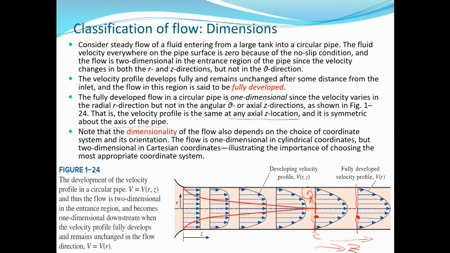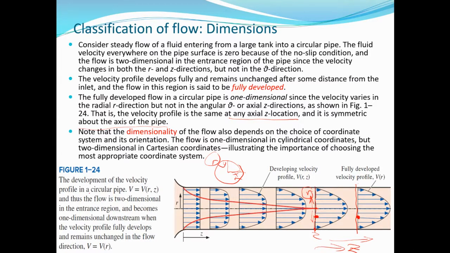Note that the dimensionality of the flow also depends on the choice of coordinate system and its orientation. Okay, like for instance, in this case, the flow is one-dimensional in cylindrical coordinates, that is r, theta, and z, but two-dimensional in the Cartesian coordinate system. This illustrates the importance of choosing the most appropriate coordinate system for your flow problem. Because when you look at the pipe section, this is two-dimensional, you have y and x. So in the Cartesian coordinate system, it varies along x and y, but in cylindrical coordinates, this is r and this is also r, so it becomes just r, which is just one dimension. So it's one-dimensional in cylindrical coordinates and two-dimensional in the Cartesian coordinate system.